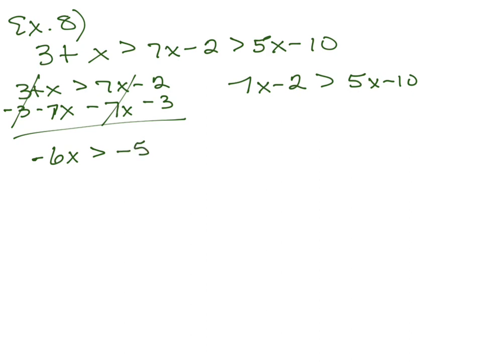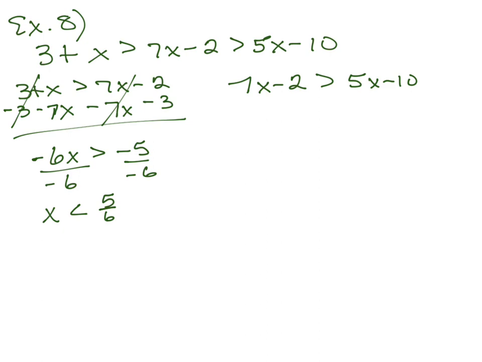Good. We got to be able to do integers without picking up a calculator. Divide by negative 6 on both sides. What are we going to do? Flip the sign. And then we got negative 5 over negative 6, which makes positive 5/6. Good. x is less than positive 5/6.